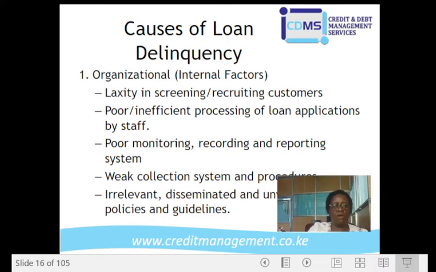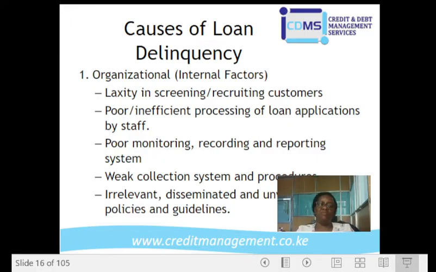One of them would be laxity in screening or recruiting customers. We talked about how delinquency sometimes takes place even before lending has been done. We can use the analogy of garbage in, garbage out. When you recruited a customer, probably this customer has a bad habit, is actually listed with the Credit Reference Bureau by other lenders, but we were lax in our due diligence. We did not carry out a proper recruitment, or where we are sourcing our customers, they are not good payers, they are known to be defaulters. So if you recruit quality customers, you shall be able to disburse quality loans.